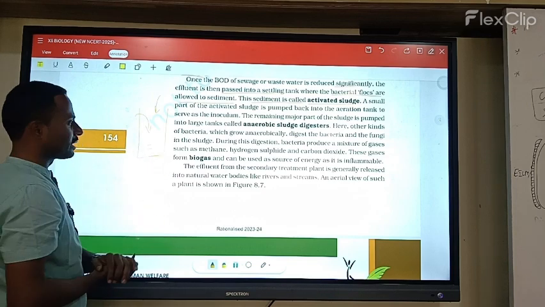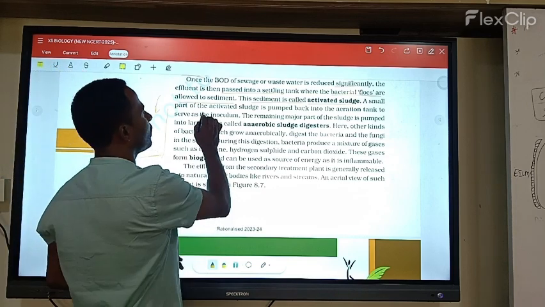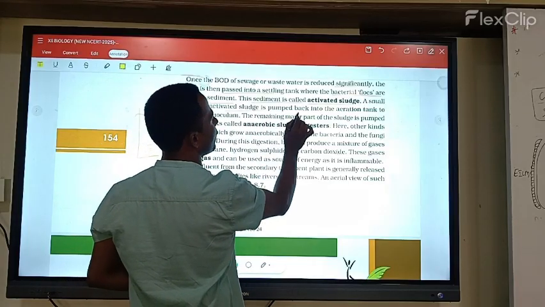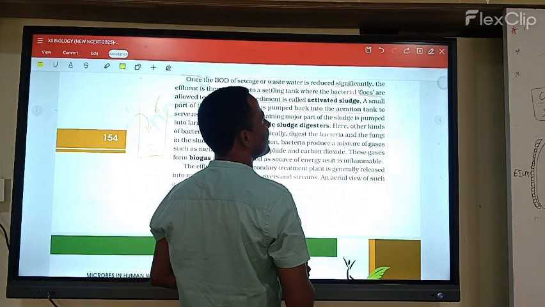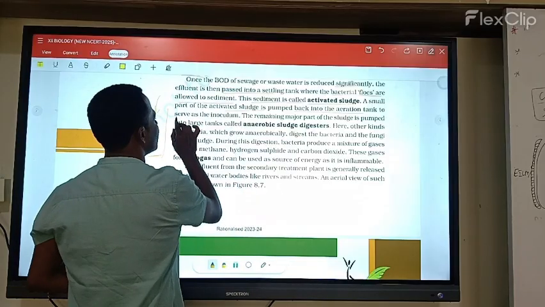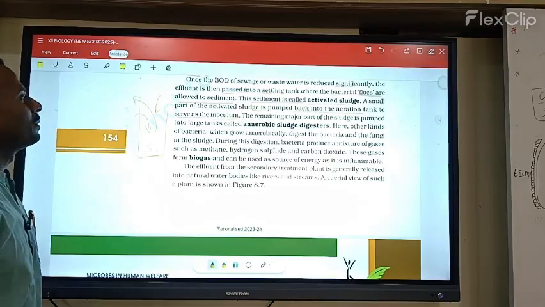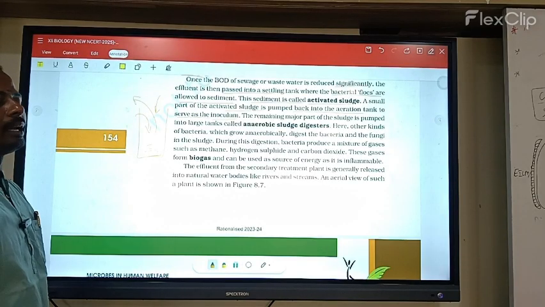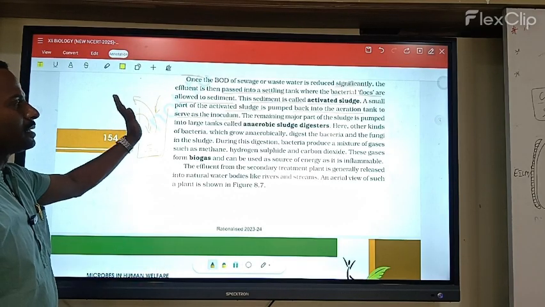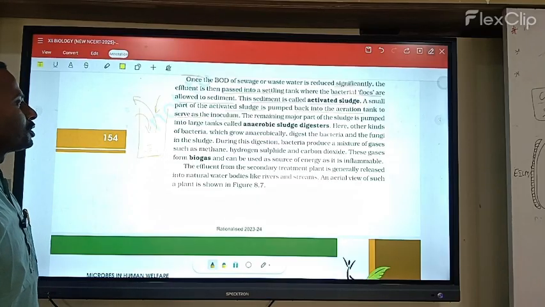A small part of the activated sludge is pumped back into the aeration tank to serve as the inoculum. It is pumped back into the aeration tank.